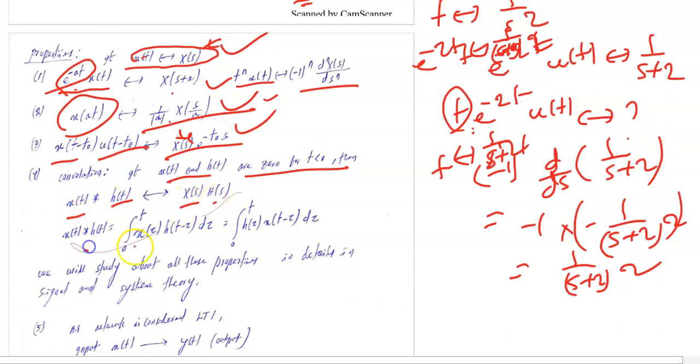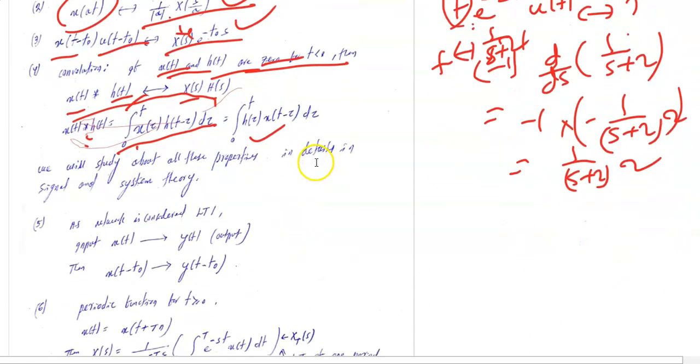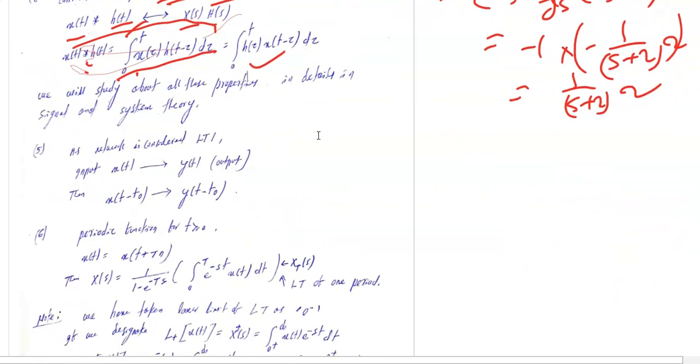See why it is 0 to t. You might have studied minus infinity to infinity. Why 0 to t? Because both the signals are causal. When both signals are causal, then the convolution integral will be x of tau, h of t minus tau d tau. We'll study all about this property in detail in signals and systems. This is a very important property.